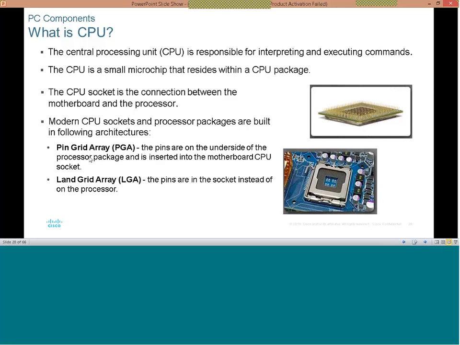So we have the pin grid array. The pins are on the underside of the CPU processor package and are inserted into the motherboard CPU socket. While in the land grid array, the pins are in the socket instead of the processor. So what we're saying here is that we have two types.